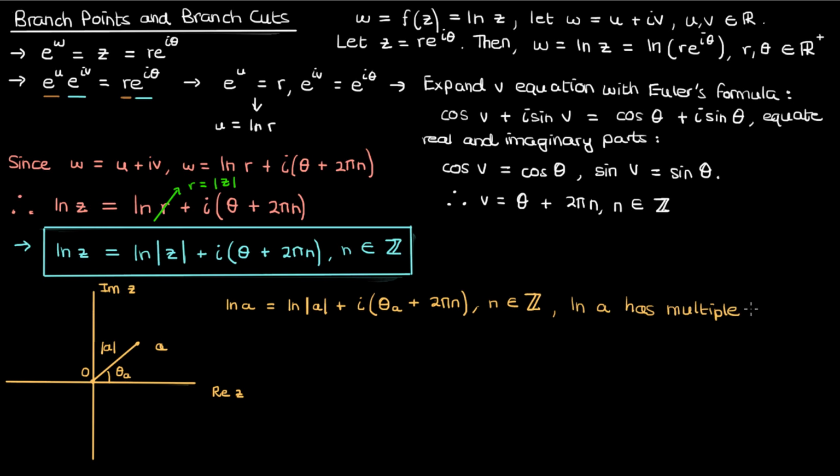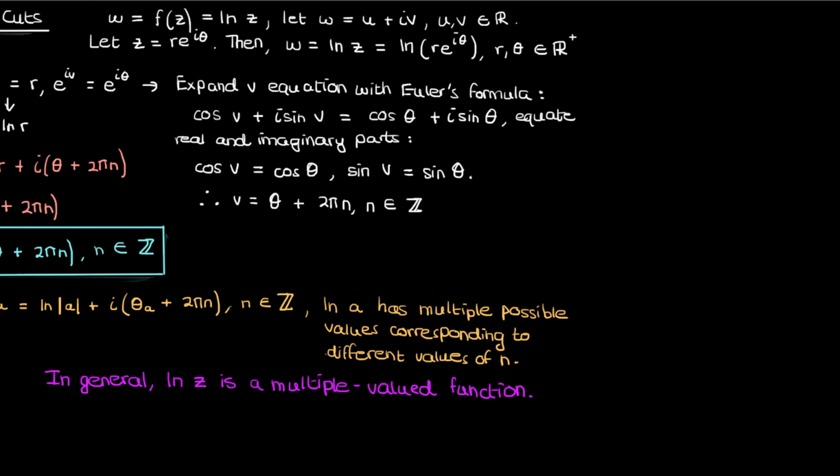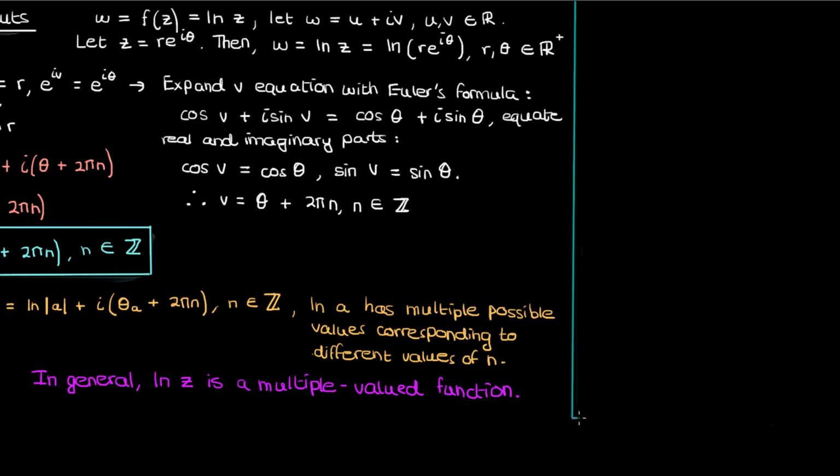Ln a, as a result, has multiple answers corresponding to different values of n. It doesn't just have a single unique value we're used to seeing with most functions. It's what we call a multiple valued function. So in general, ln z is a multiple valued function because of this n. Technically, that goes against the definition of function, but whatever, complex variables often throw a wrench into typical intuition.